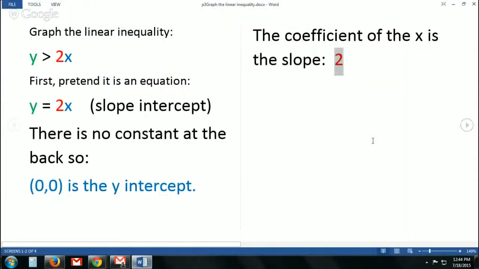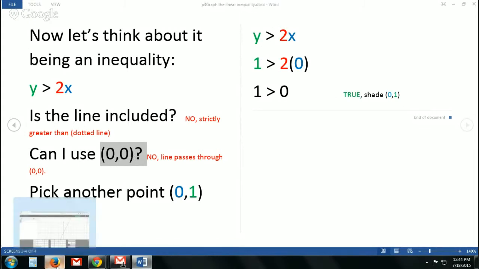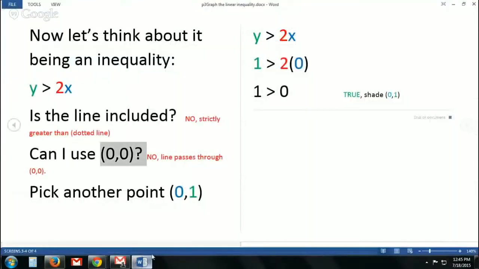Now, when we think, though, of changing it to an inequality, it's maybe going to be a little bit tougher. When it's an inequality, the first thing to notice, I've got a strictly greater than here. Since it's strictly greater than, should the line be included? No, we're going to need to make a dotted line. Now, the second trick here that is something we'll have to deal with, I can't use (0, 0) this time, because if you remember, our line goes through the point (0, 0). So I can't use it as my test point. I'll have to pick somebody else.